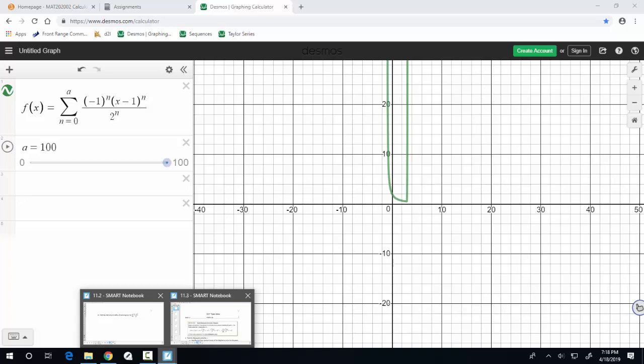Wait, so these are the values that matter when you're evaluating. Yeah, I was like, what does this tell me? Don't forget to test your endpoints based on that.